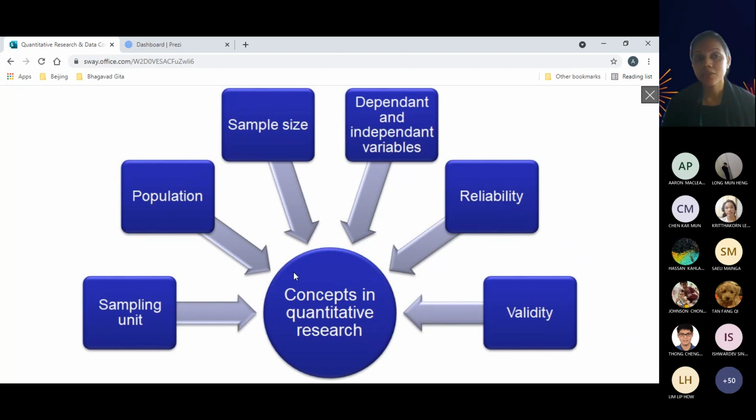Guys, it doesn't mean it's a lecture. You can just sit and listen. You've got to participate as well, okay? I've just introduced: what is population?